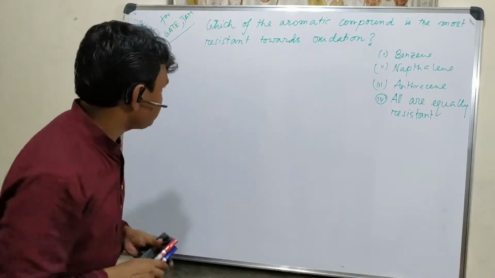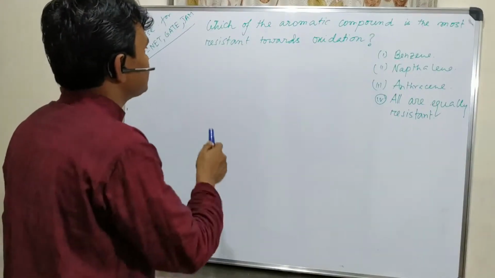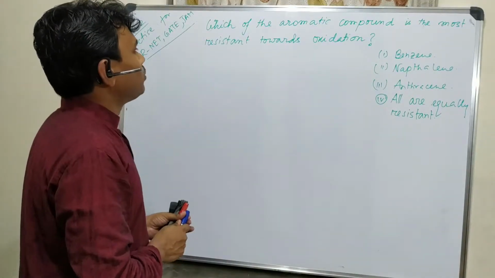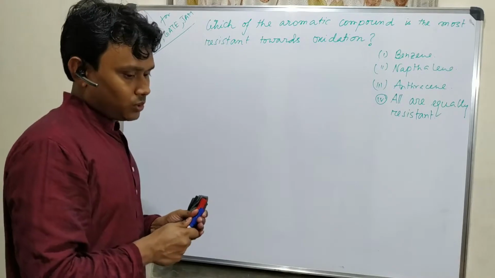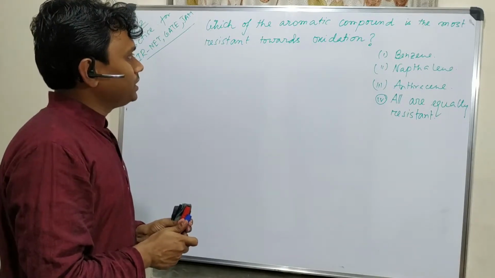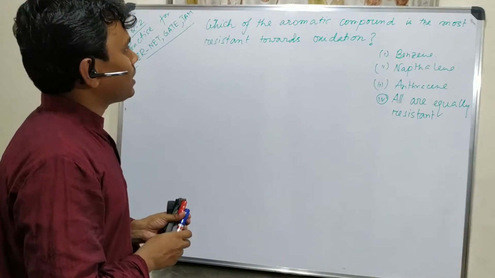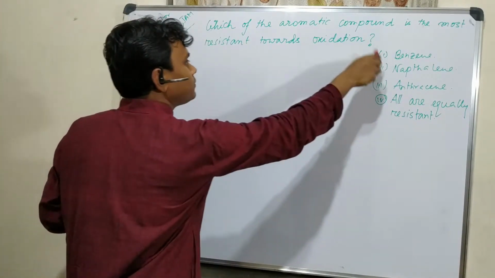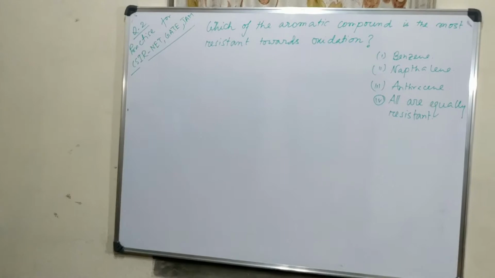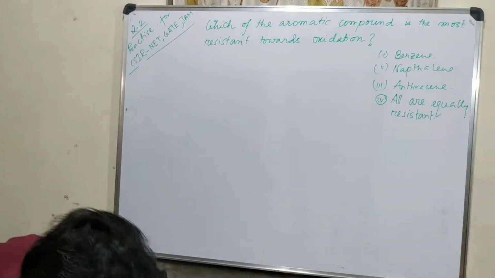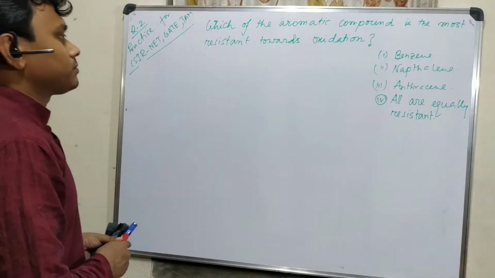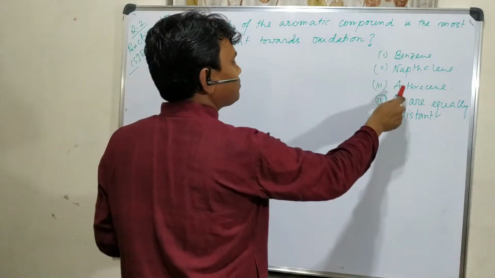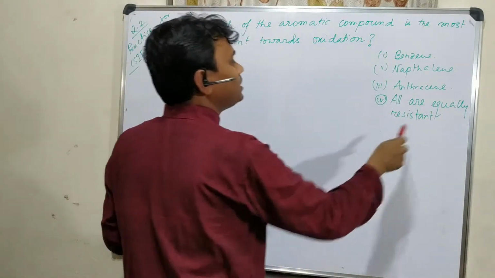Okay, let's start. Now the question is written: which of the aromatic compounds is most resistant to oxidation? At the beginning, let's write the structure of the compounds. Here the options given are: benzene, naphthalene, anthracene, and all are equally resistant. Okay, let's see.